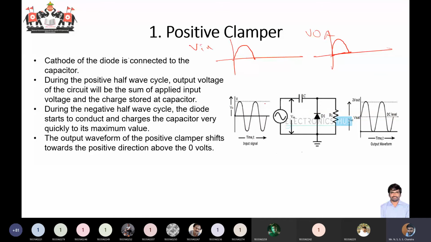For the negative half cycle, what happens? Your diode D1 is in forward bias or in reverse bias? Forward bias, right? For the negative half cycle, your diode D1 is in forward bias. So your circuit now will turn like this. Your diode will act almost like a short circuit. I'm considering initially the diode as an ideal diode, so I'm not taking any VD value.